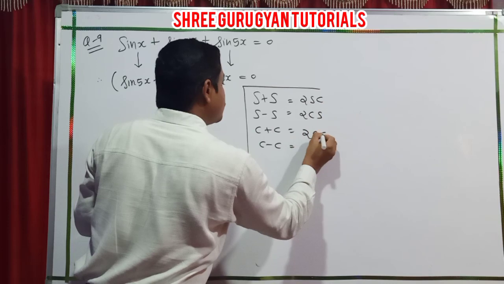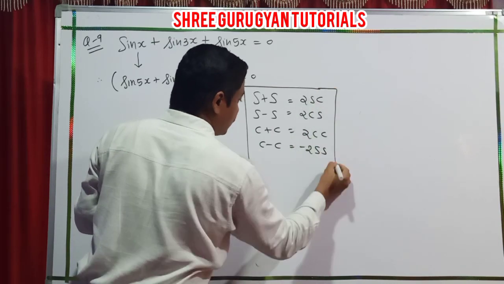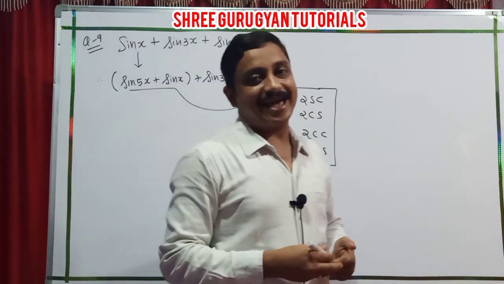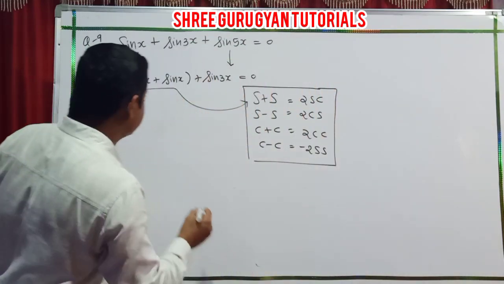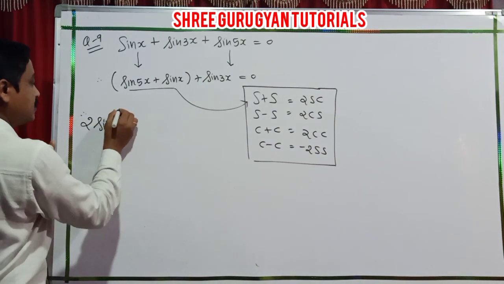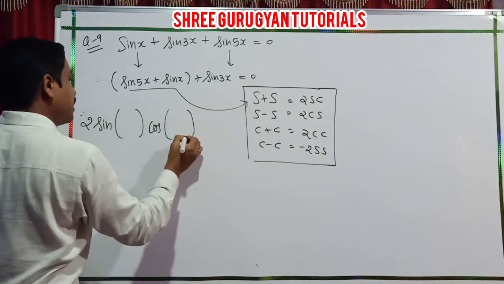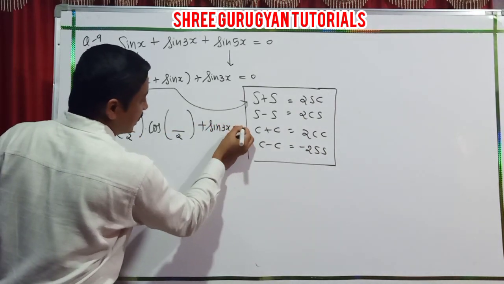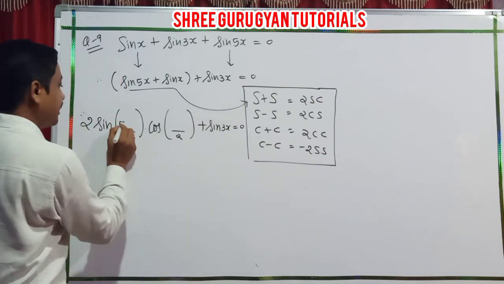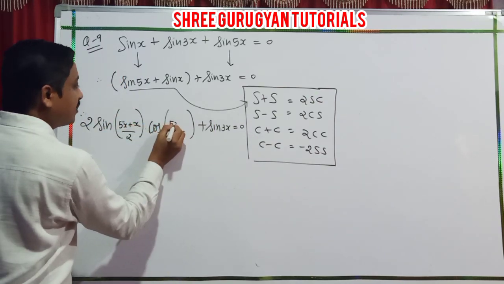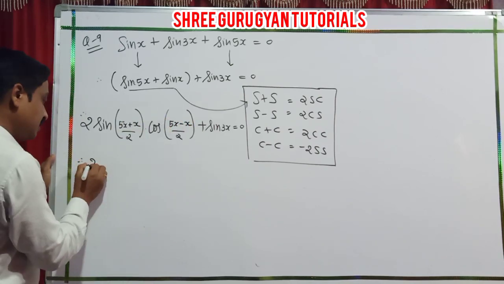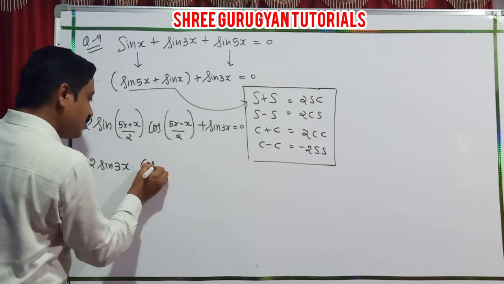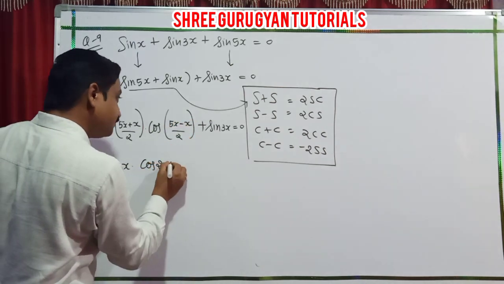2 sin C cos S, 2 cos C sin S... 2cc and minus 2ss, and here our property utilizes this one. Yes, 2 sin cos divided by 2, and the other is the same; I just write down sin 3x equal to 0. So you add 5x plus x and subtract 5x minus x. So what are you getting? 2 sin 6x by 2, yes, 3x. Here 4x by 2, which is 2x.